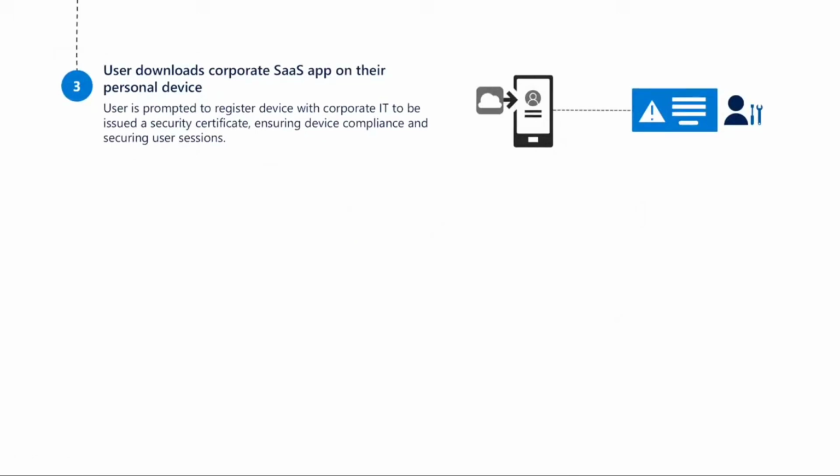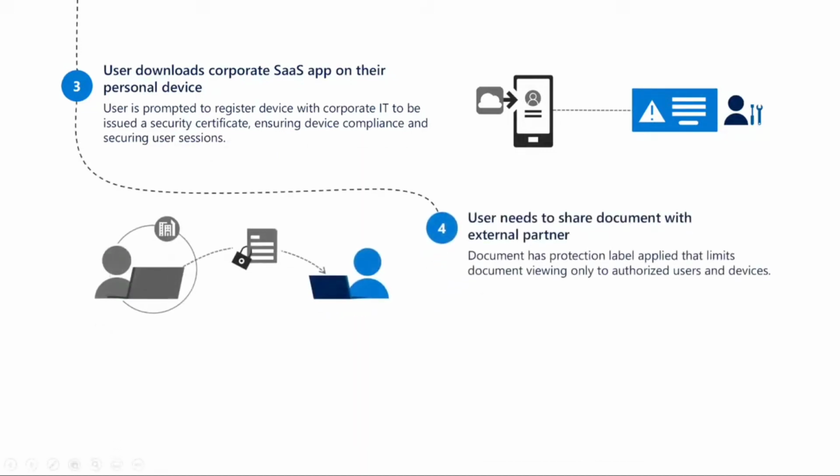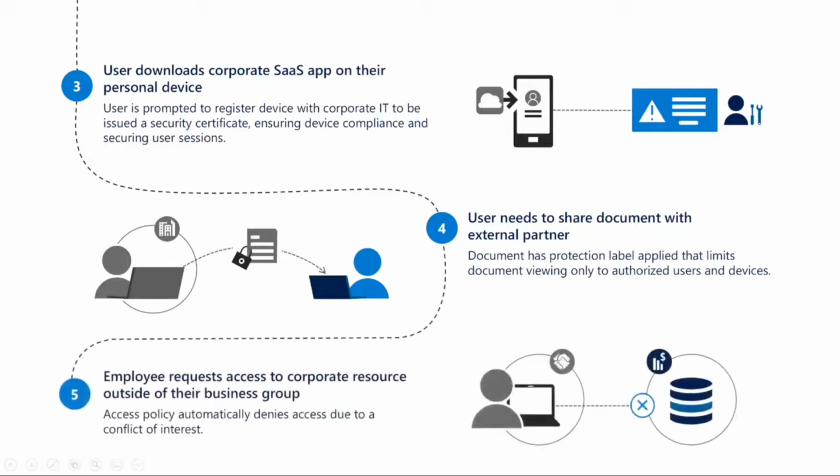corporate data from a SaaS application onto a personal device. The device is not managed by the company. It is an unmanaged device or BYO device as such. And the user is trying to share the document with an external partner, which they may or may not have access to, but it's a DLP kind of scenario.